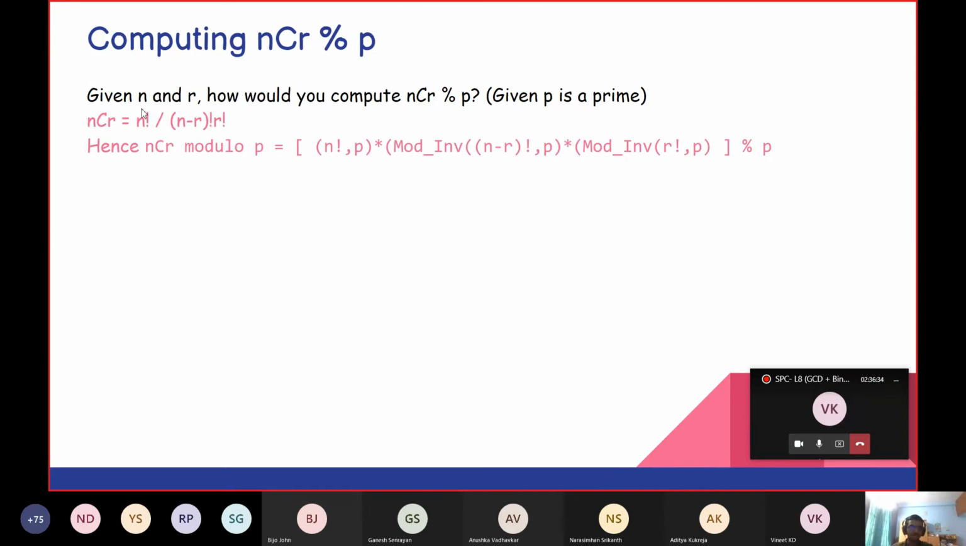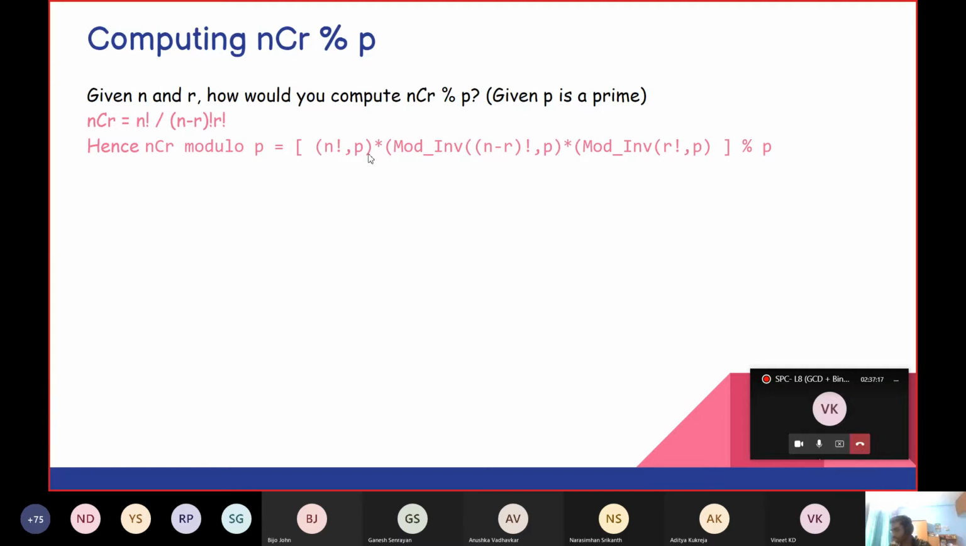nCr is n factorial by n minus r factorial r factorial. So now, hence nCr modulo p will be, we will use our a by b idea, right? So we have a by b whole by c, n factorial by n minus r factorial whole by r factorial. So that will be, we convert a by b mod n into a mod n into mod inverse of b mod n. So n factorial, okay, this should be, I think, n factorial percentage p into mod inverse of n minus r factorial comma p into mod inverse of r factorial comma p. Some brackets slightly missed off, I hope you neglect that. This value has already been calculated, right? n factorial percentage p we have already calculated.